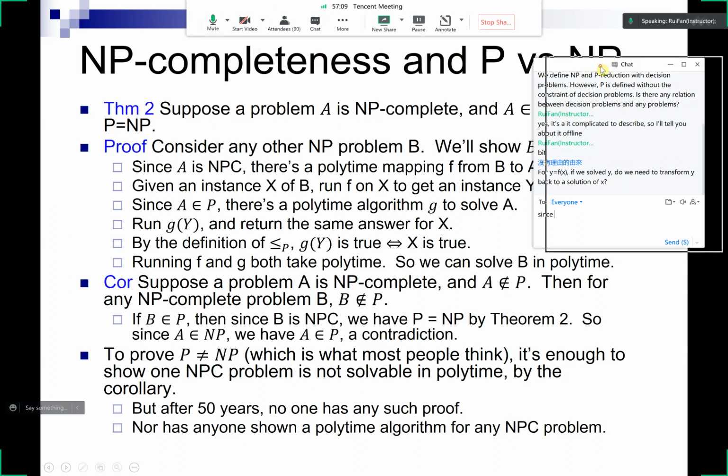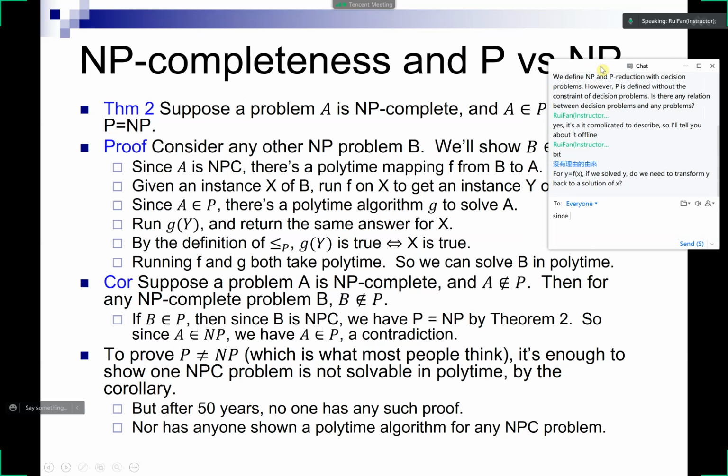Okay, let me just say the answer to this. Somebody's asking if y equals f of x and you solved y, do you need to transform y back to a solution for x? So you do not need to do that, because we're only considering decision problems right now. So x either is a yes instance or a no instance. The answer to x is either yes or no, and the answer to y is also yes or no. So if y has a yes answer, x has a yes answer. If y has a no answer, x also has a no answer.